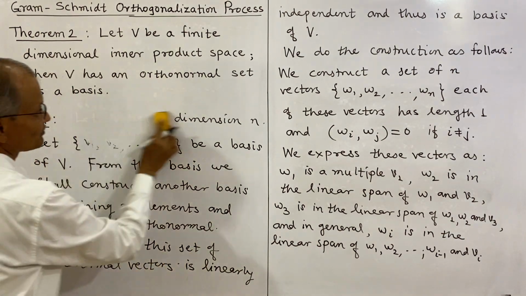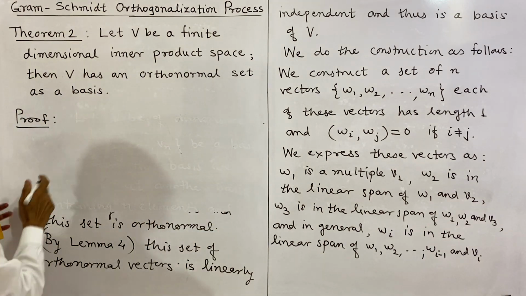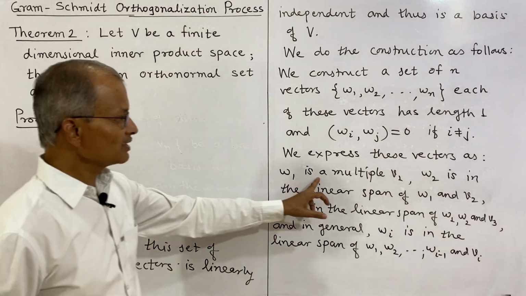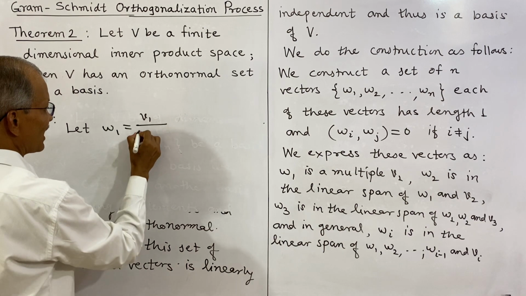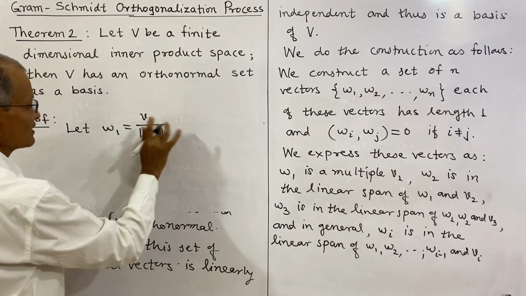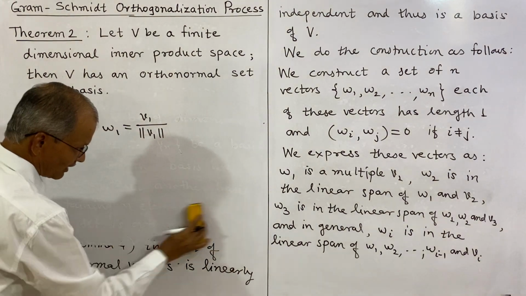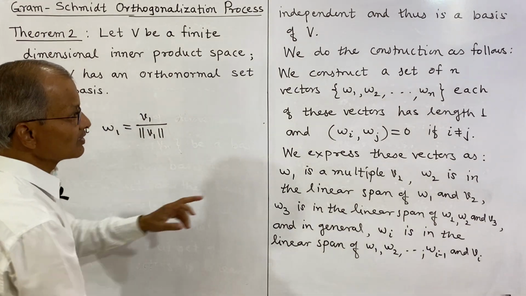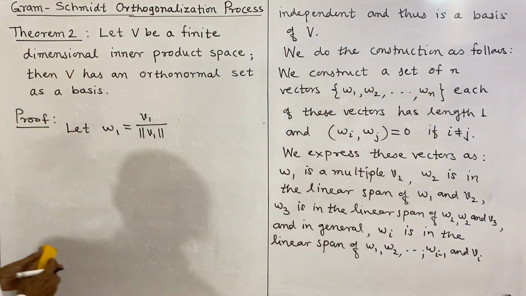Let first w1 be, as we have written, a multiple of v1, and we shall take that as v1 divided by the norm of v1. This is our first value of w1, and we shall check that it must be orthonormal. It is a single vector, so we have to check only that its length is 1.